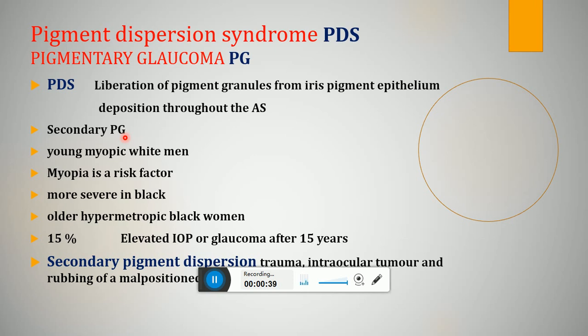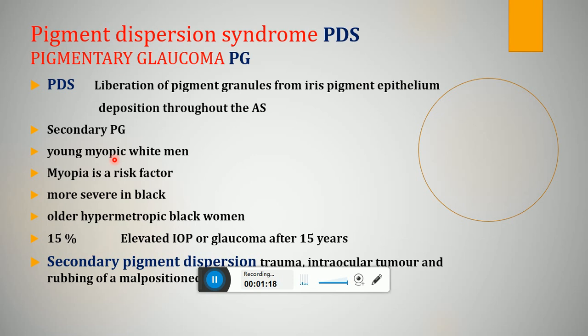Pigment dispersion syndrome and pigmentary glaucoma are more common in males, particularly young myopic white men. In Africans, where it is rare, the condition tends to affect older hypermetropic women. So in Africa, the opposite occurs. In the rest of the world, it occurs in young myopes and white men. In Africa, it occurs in hypermetropic women.